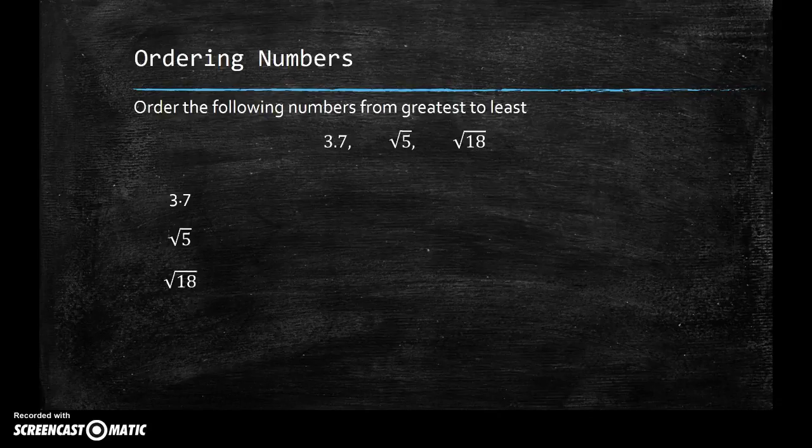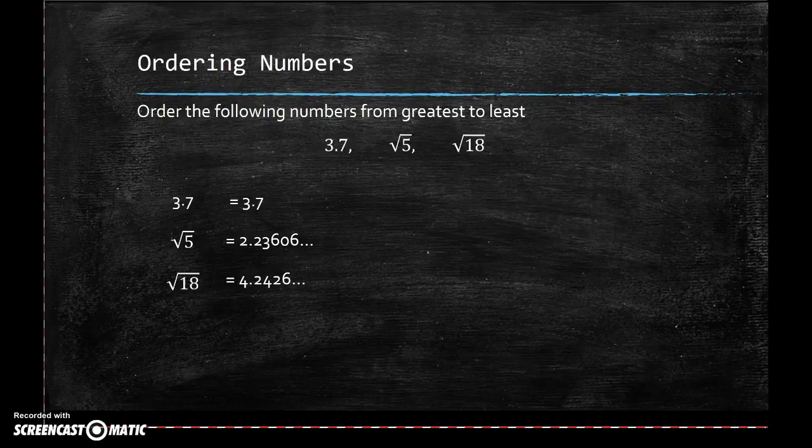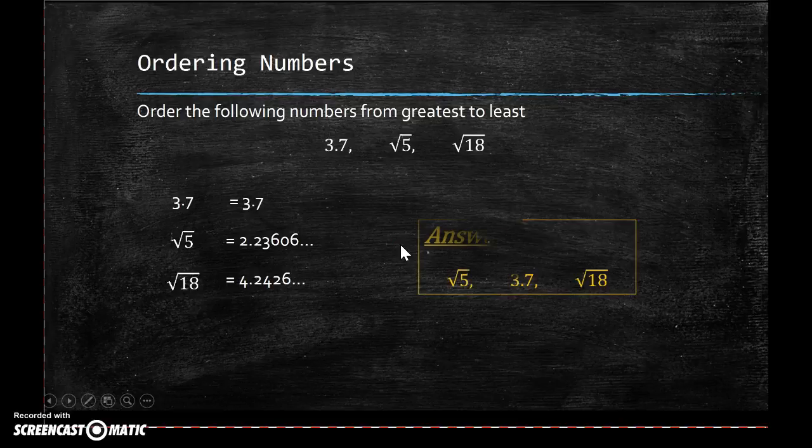Now, sometimes we ask you just to order these numbers from greatest to least. Again, not on a number line. So we're going to do what we've done in the past. Everything as a decimal. As you can see, we changed everything into decimals. 3.7, we kept as 3.7. Radical 5 is 2.23606, continuing. And radical 18 is 4.2426. And then, if we put it in numerical order from greatest to least, our answer is radical 18, then 3.7, then radical 5.